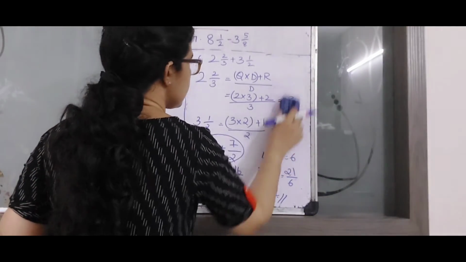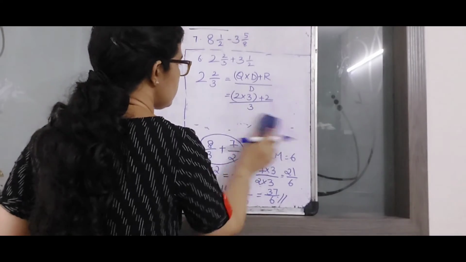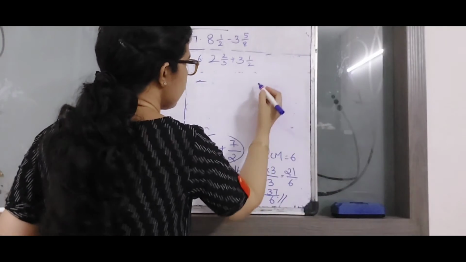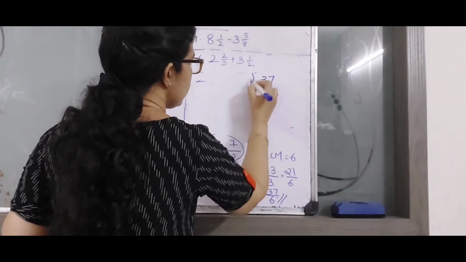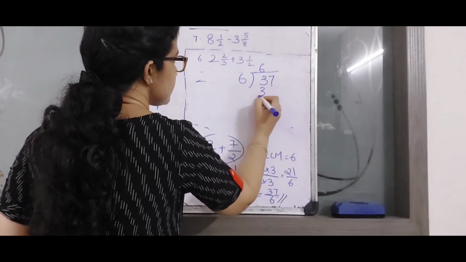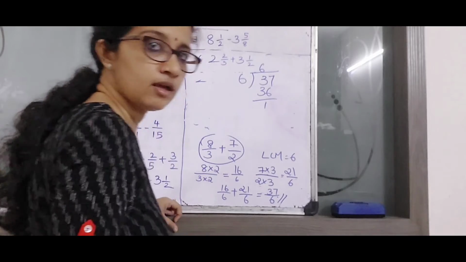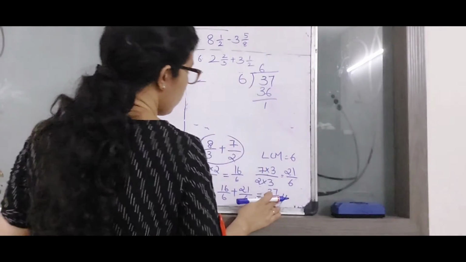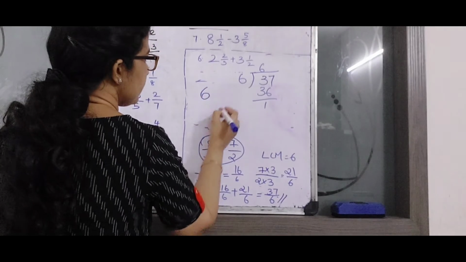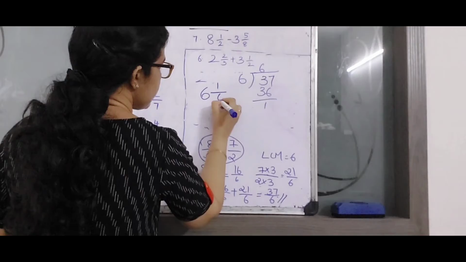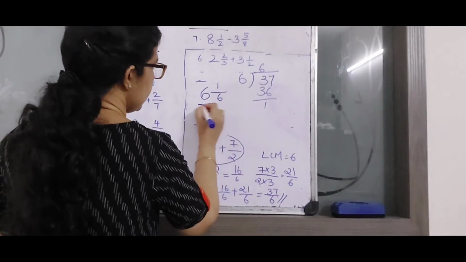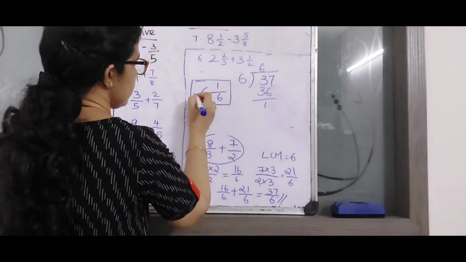Now let me rub this. Now 37 by 6. How can we convert it into a mixed fraction? If you divide it, 6 6s are 36, remainder 1. Okay. So how can this be written in the form of a mixed fraction? Quotient, then remainder by divisor. Okay, this is the remainder, this is the divisor. So 37 by 6 can be written as 6 1 by 6, which is the answer.